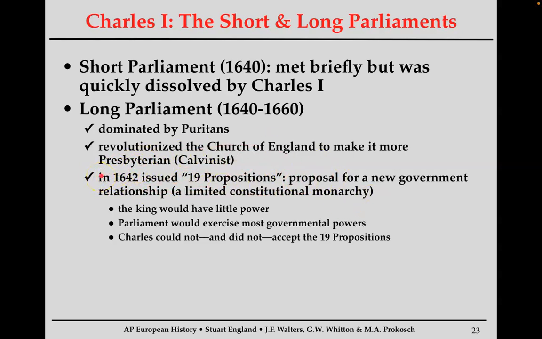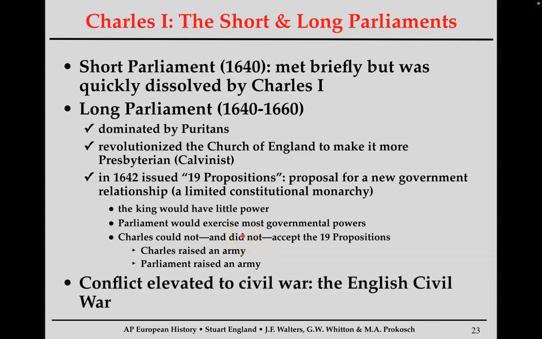So this now Puritan-dominated Parliament issues to the king the 19 propositions, and it was their proposal for a limited constitutional monarchy. What do you think Charles I is going to do? Is he, as a wannabe absolutist, going to accept that? No, of course not. He says no, so now both Charles raises an army for himself, and Parliament raises their own army. Yes, this is the beginning of the English Civil War.